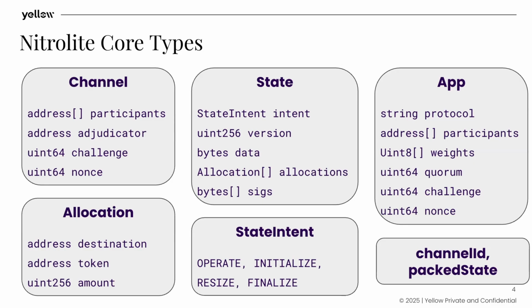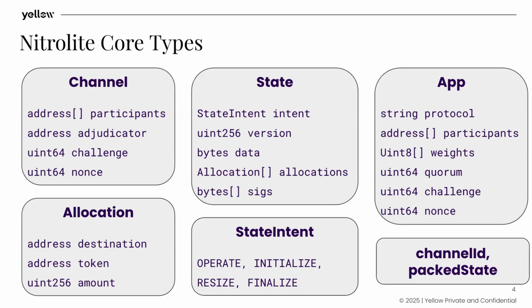Channel ID, which is a hashed channel structure with a chain ID, and the packed state, which is an RLP encoding of a channel ID and all state fields except for the signatures. Actually, the signatures field in state contains participant signatures over this packed state.